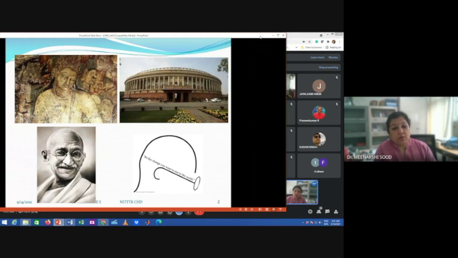What I want to represent from this slide is how our brain recognized these pictures. There was no name mentioned in it. We are not living in the Parliament of India daily. We are not seeing Ajanta Ellora and Mahatma Gandhi daily. Any person can be bald and use circular specs, but still our brain can recognize that this is Mahatma Gandhi, right? Why?